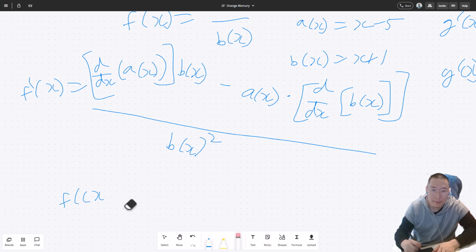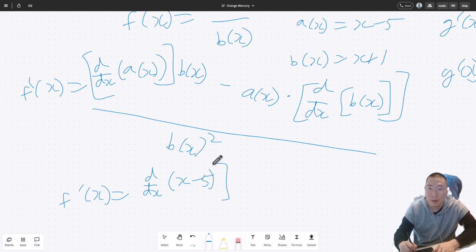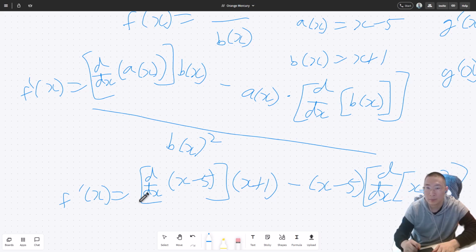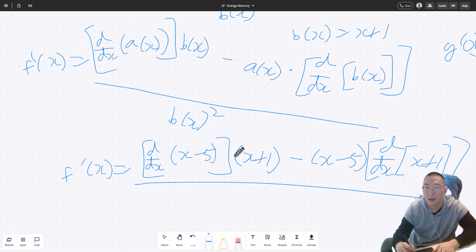So let's see, f prime x. f prime x will be, so let's plug it in. So the derivative d/dx of a of x, which is x minus 5, multiplied by b of x, which is x plus 1, minus a of x, which is x minus 5, times the derivative of b of x, which is x plus 1. Then that will be all over b of x squared, which is x plus 1 squared.